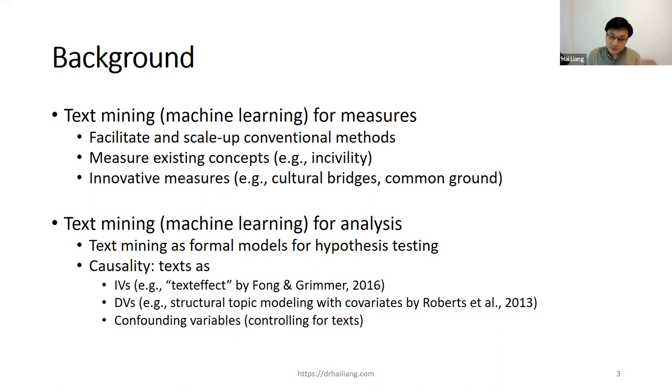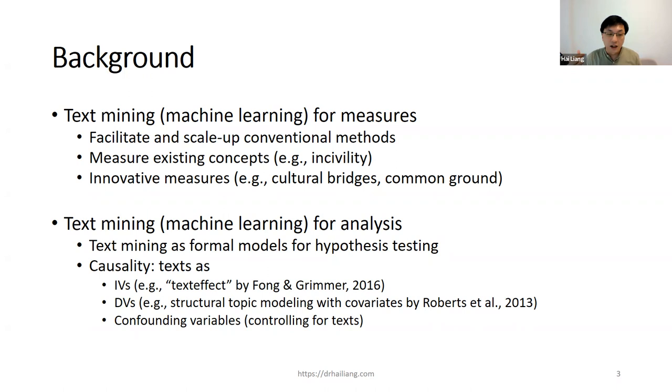The second is using the text as the dependent variable. This is very intuitive, if you are familiar with the structural topic modeling by Molly Roberts, which is an extension of the conventional LDA topic modeling. You can incorporate some covariates into the topic modeling, and then you can specify which variables can predict the prevalence of a certain topic. In those cases the dependent variable is the topic prevalence, and you can incorporate more covariates in the regression model, okay?